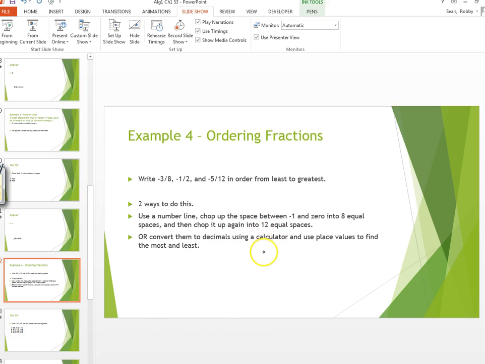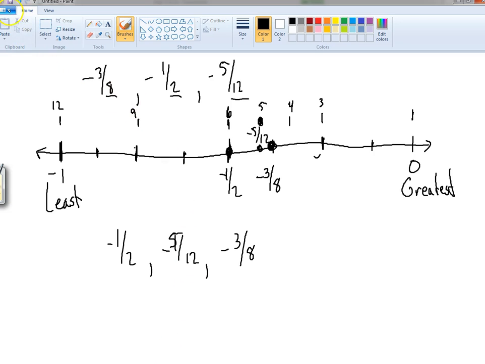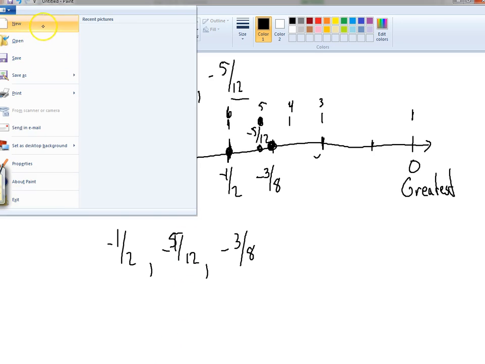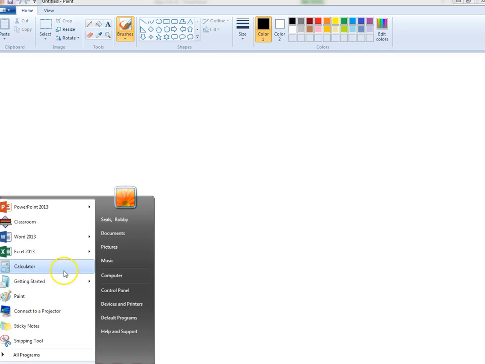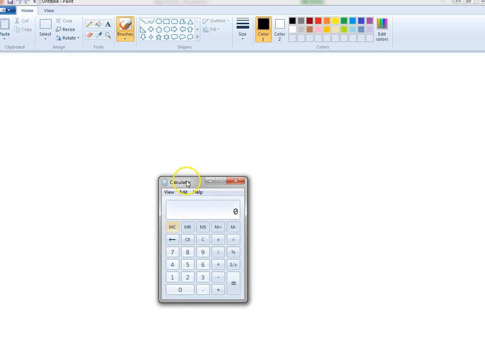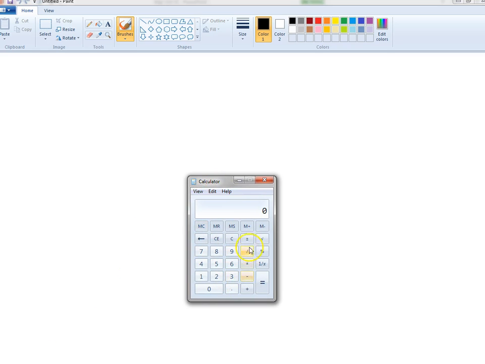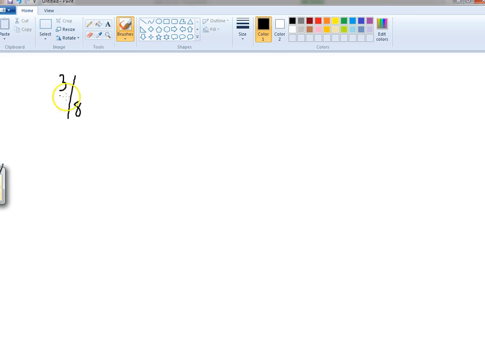The other way is to convert them to decimals using a calculator. Going back and clearing this all off, we can open up a calculator and we can type in negative 3 divided by 8, and that's going to be 0.375.